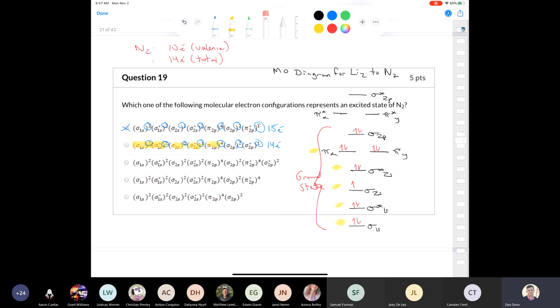Okay, I just removed it from the sigma. No, I took it from the wrong one, didn't I? The sigma star 2s.